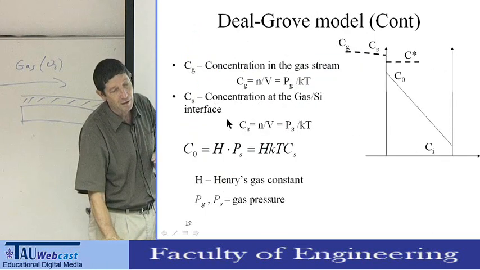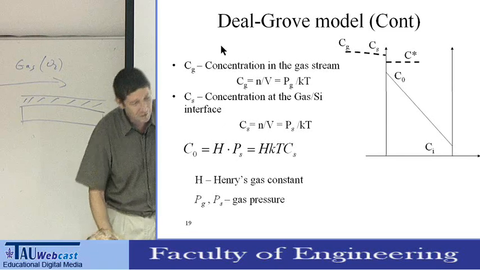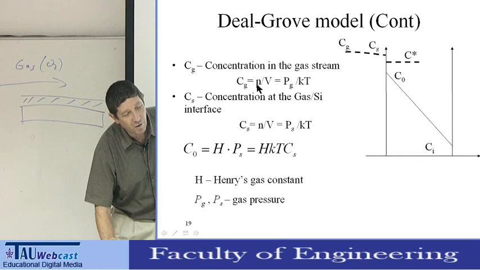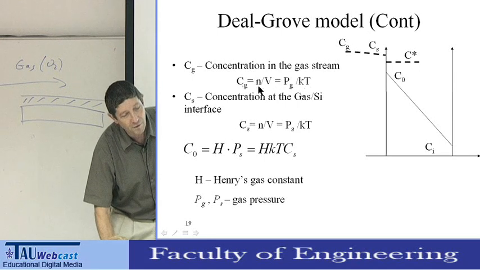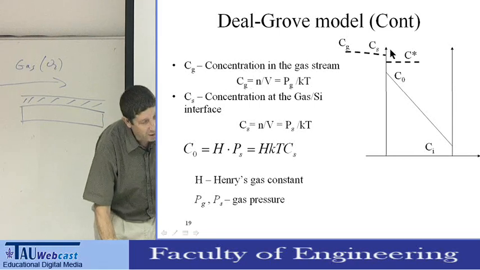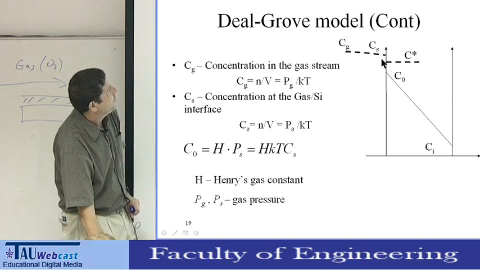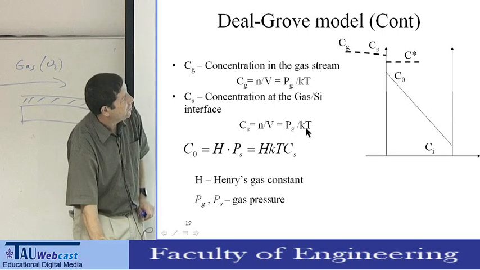So if you write the equations again, we need to remember the famous gas equation: the concentration in the gas, the number of moles per unit volume, is the pressure divided by kT. So Cg is Pg over kT. This is the equation of ideal gases. And Cs is proportional to the pressure next to the surface over kT.